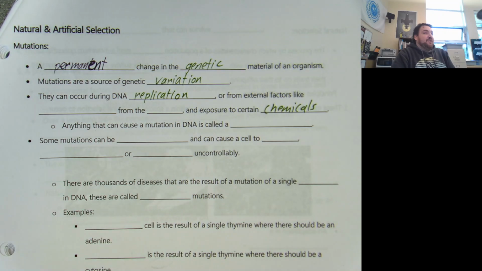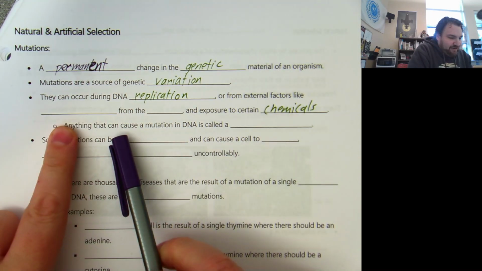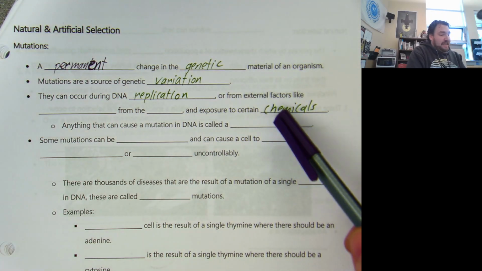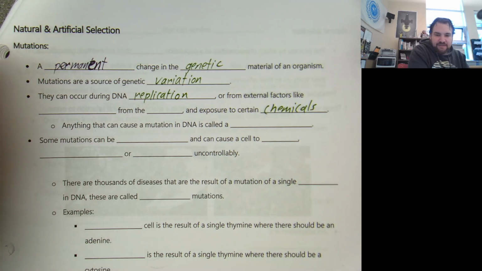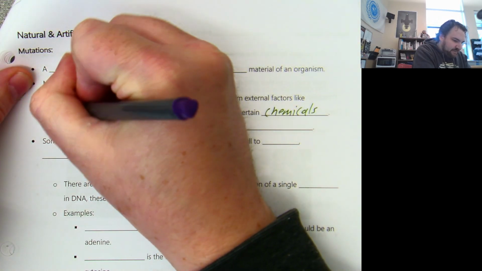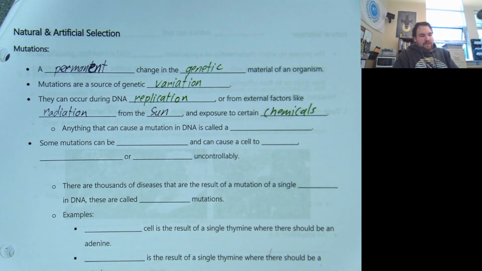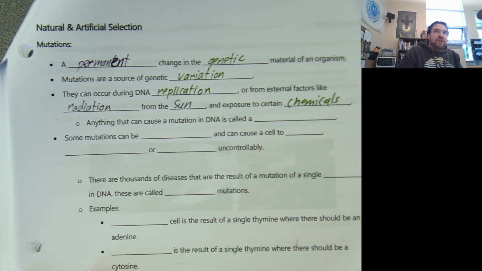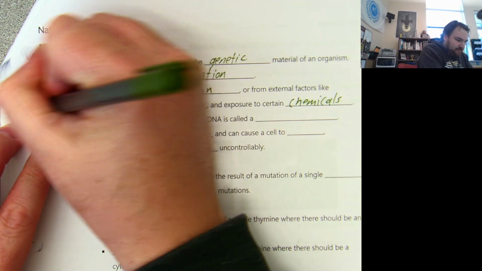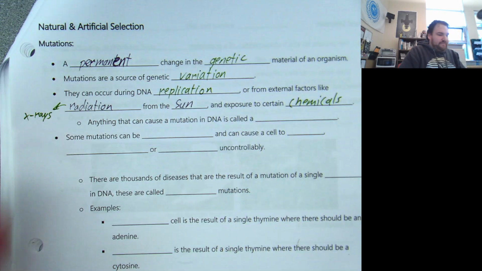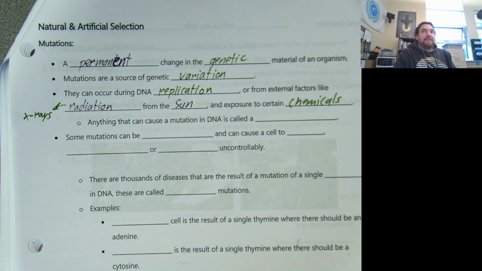Because the more time you spend under UV light, you increase your chance of getting what? What kind of cancer specifically? Skin cancer. So this is what's going on here. An example of an external factor that can cause a mutation is radiation from the sun. It's just high energy light. But you've also got radiation from things like X-rays. And exposure to certain chemicals.